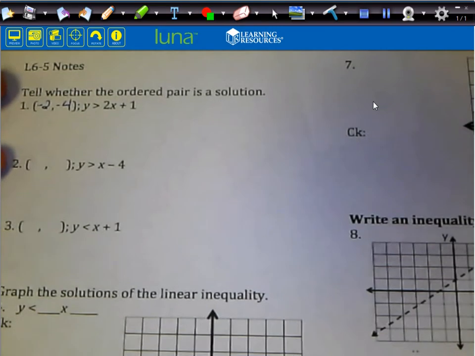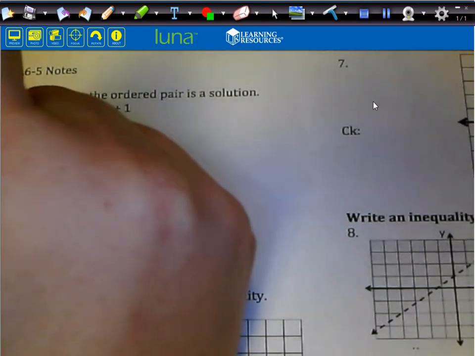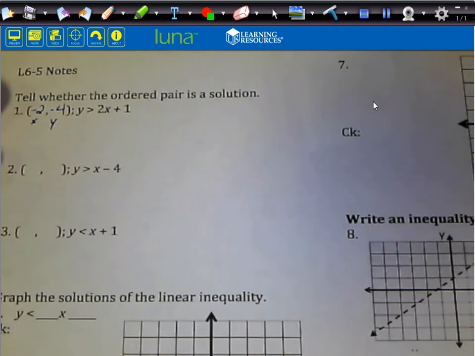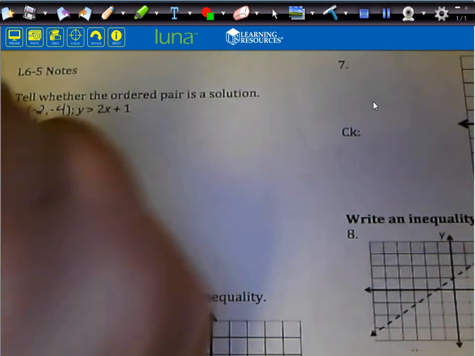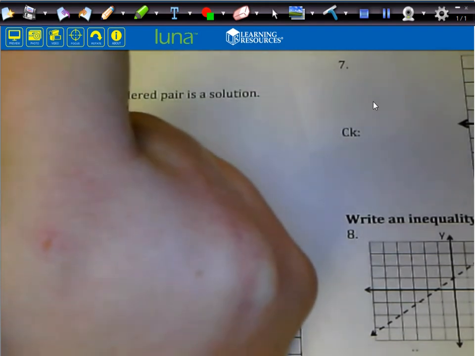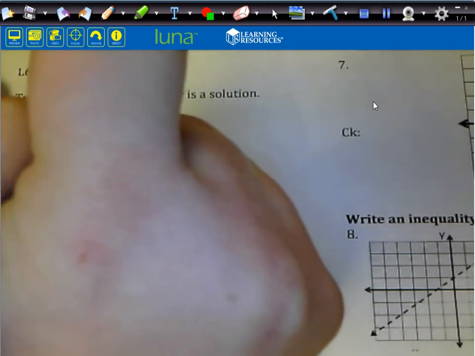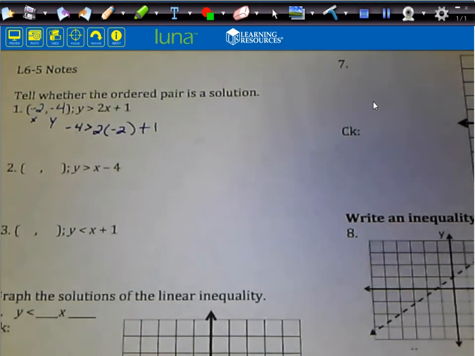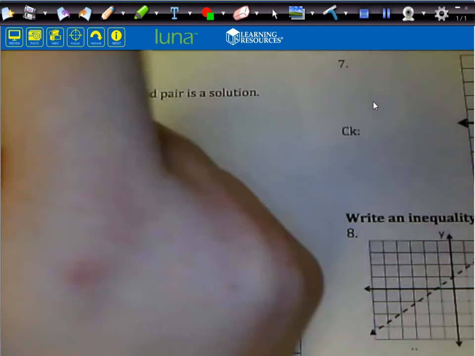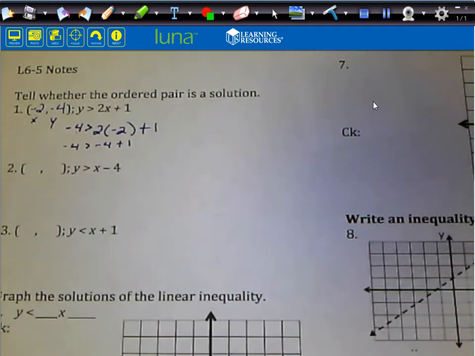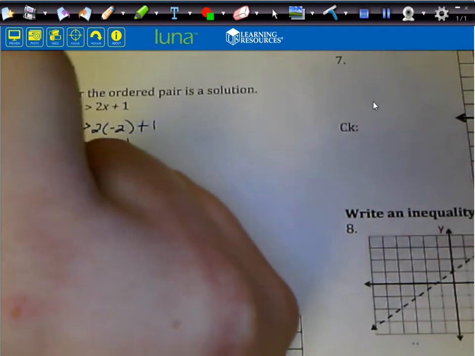So we need to figure out if it's actually a solution. What we're going to do is plug it in. Basically all we're doing is checking here. I'm going to remind myself that the first number is the x and the second number is the y. So everywhere I see an x, I'm going to plug in a -2. Everywhere I see a y, I'm going to plug in a -4. So I'm going to say -4 is greater than 2 times -2 plus 1. 2 times -2 is -4. -4 plus 1 is -3.